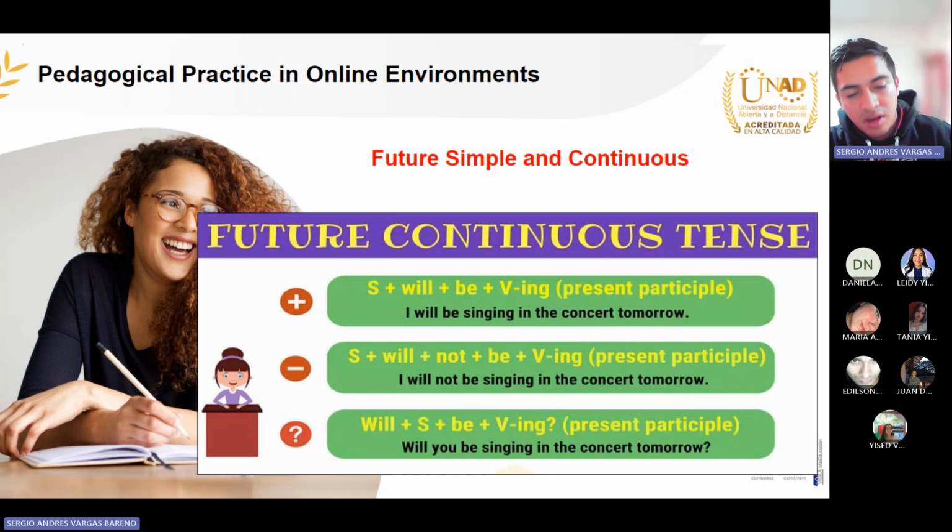Negative, the same. Subject, will, not, or won't. It's easier to remember won't. Be and an ing verb. She won't be singing in the concert tomorrow. And for the question, change the subject, the position, with will. Will you be singing in the concert tomorrow? And that's it. Questions here, or was it clear?